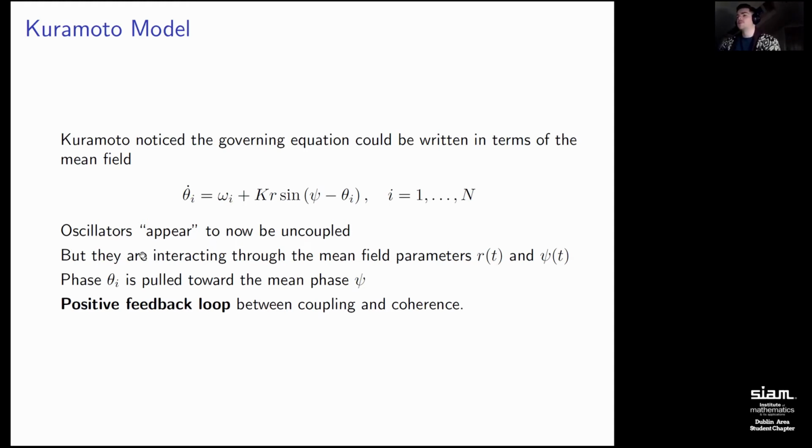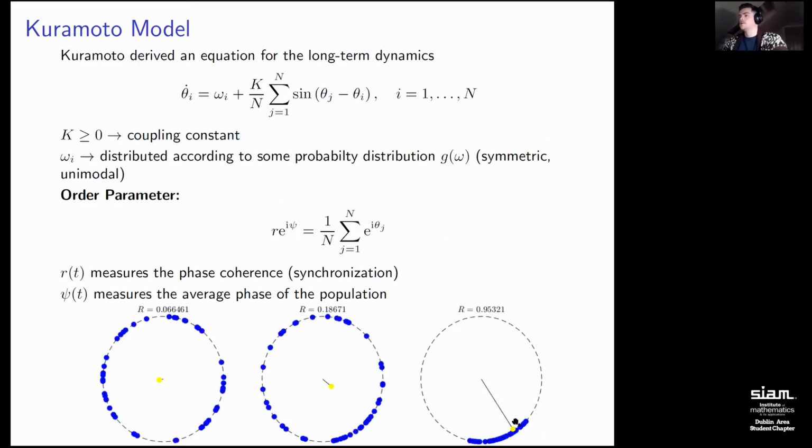You get this positive feedback loop between the coupling and the coherence, because the effective coupling is a function of the coherence. If you have strong coherence, the coupling is going to be stronger, which means you have more of a pull towards the average frequency. So oscillators going around are going to get pulled more and more towards the average frequency, and then you get this clumping that you see in this plot down here.